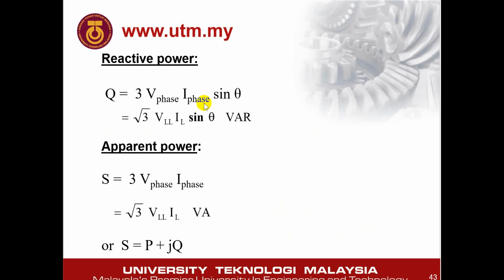And for Q, it's also the same, just multiply by 3. Or if you use line voltage and line current, just square root of 3. And lastly, the apparent power is this. Don't forget to multiply by 3. And for complex power, you also have to multiply by 3.